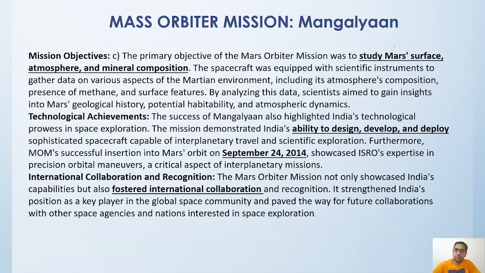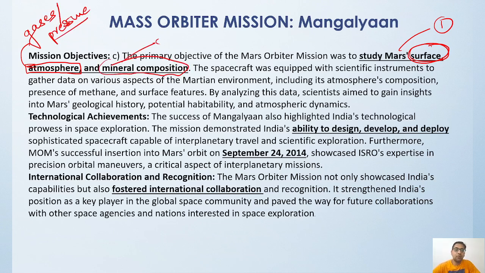First of all, the main objective was to study the surface. What is the surface composition? Then what is the atmosphere, whether thick atmosphere or thin atmosphere, the type of gases over there, the pressure situation over there. Then we have the mineral composition, like the soil at Mars, what is it made up of? So all these things are being studied.